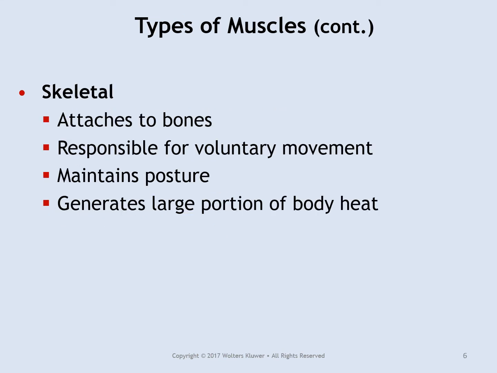And lastly, we have skeletal muscle. They're the ones that attach to the bones that we studied in the last lecture. They are responsible for the voluntary movement as opposed to the involuntary in the cardiac and smooth muscle. That means we do have conscious control of those, and they maintain our posture, and they also generate the heat to keep us at 98.6 when we're at homeostasis thermogenically.